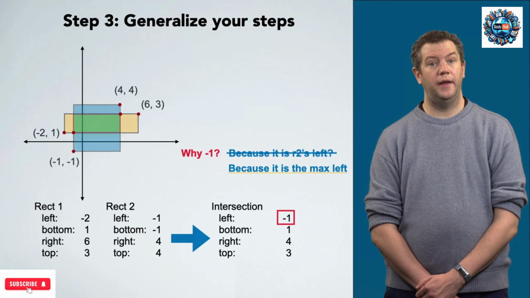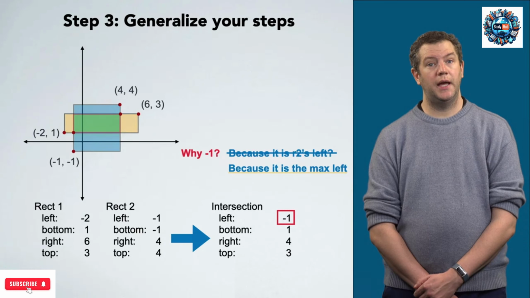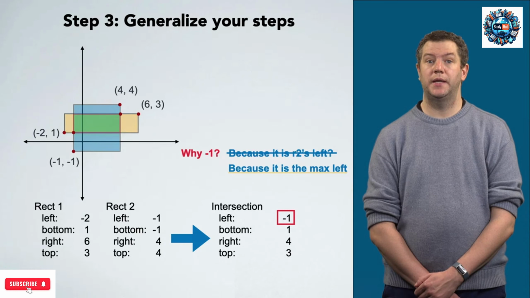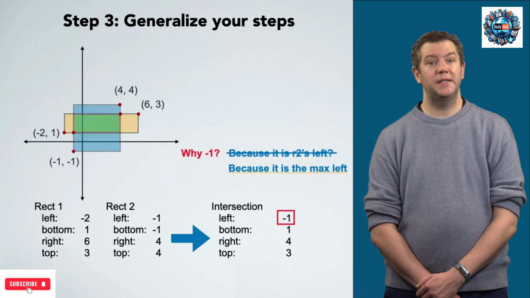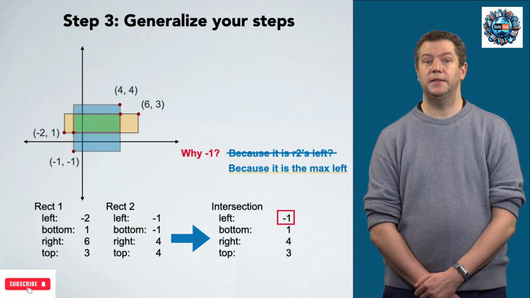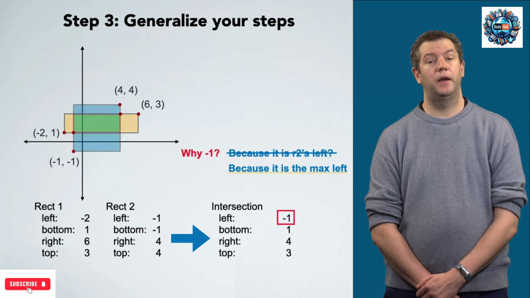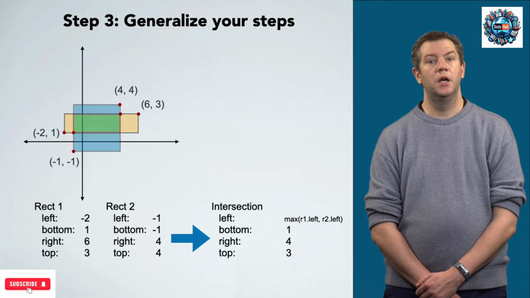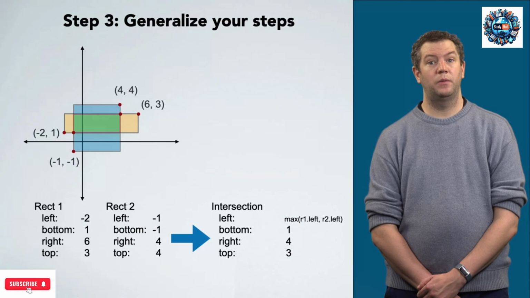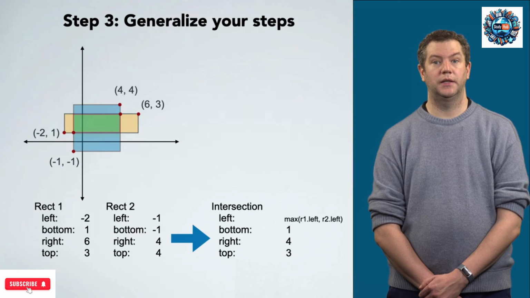What if we had not caught this subtlety now? We should catch it later, either in step 4 when we test our algorithm by hand, or in step 6 when we run test cases on our code. If we catch it later, we would come back to step 3, correct the algorithm, and redo later steps. So generally, our answer's left side will be the max of the two input rectangles' left sides.